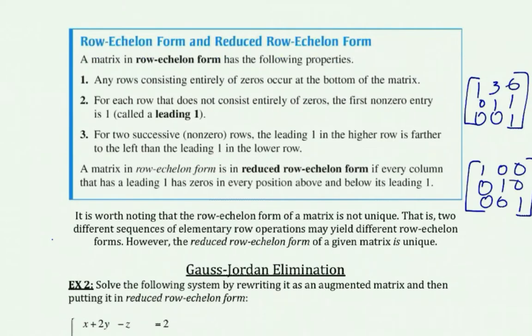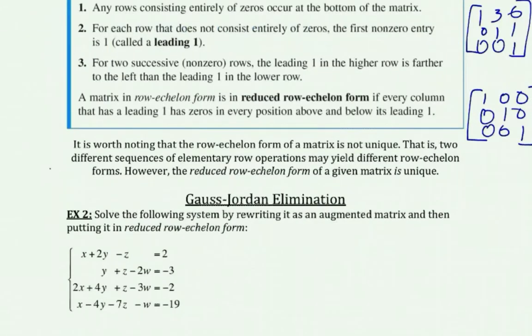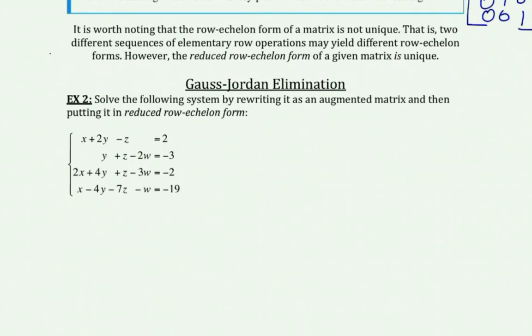So it's worth noting that row echelon form of a matrix is not unique. You can get multiple matrices that have the exact same row echelon form. Now, the reduced row echelon form of a given matrix is unique. So that one we're going to have to get specific, unique answers. This process we're going to do, getting into row echelon and reduced row echelon form, is called Gauss-Jordan elimination. It's going to take a little bit of work, but we're going to make it work.